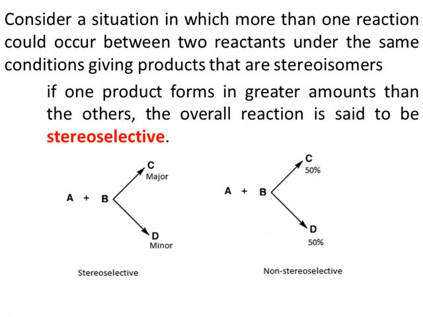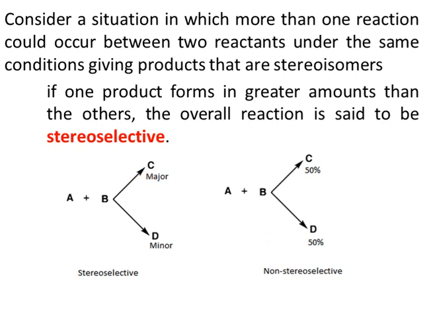Just consider that A and B react to form two different stereoisomers, and one isomer is major and the other isomer is minor. So here is an example in which the reaction is favoring the formation of this stereoisomer. Since there is selective formation of this stereoisomer, this is an example of a stereoselective reaction.